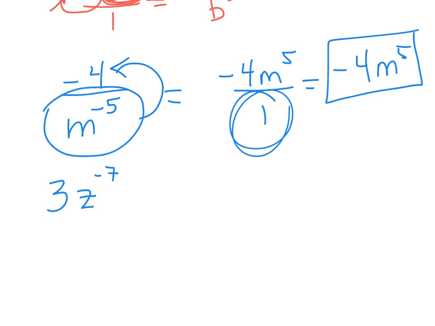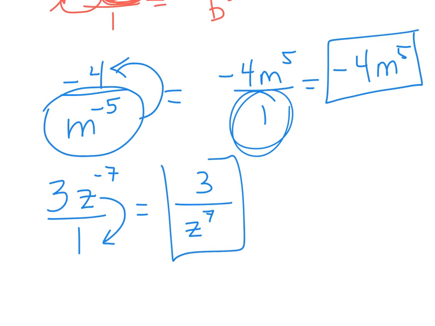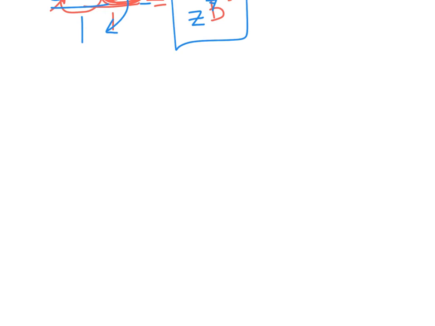3z to the -7. What is it that has a negative exponent? Just the z. So that's going to come downstairs. The 3 stays upstairs. The z to the 7 comes downstairs. End of story. I think that's it, honestly. I guess I could just show one more that's kind of similar.